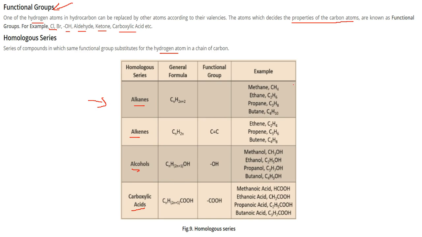See, these are of the formula CnH2n+2. These are CnH2n. The functional group is this one, C double bonded with C. The functional group in this case, methanol, ethanol, propanol, butanol, is OH, hydroxyl. Then in this we have COOH. These are carboxylic acids. Methanoic acid, ethanoic acid, propanoic acid, butanoic acid. These are all carboxylic acids.